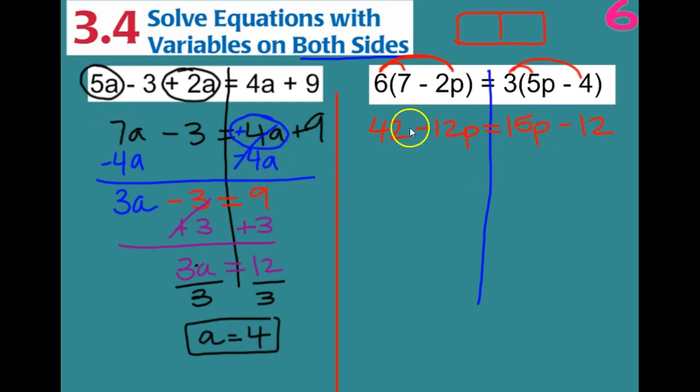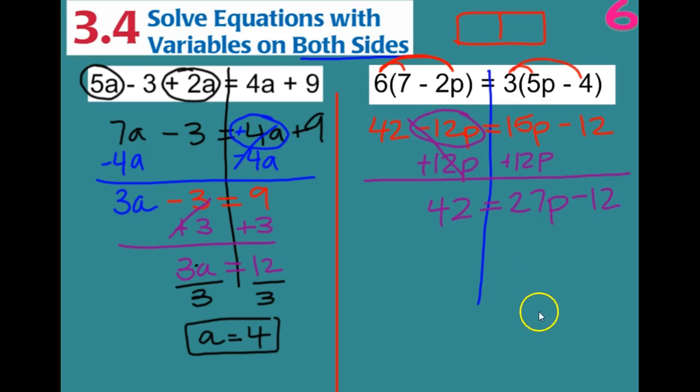So always move your letters first. We want all the letters on the same side. Now this 12 is negative. That's smaller than a positive 15. So I'm going to move that over to be with the positive 15. If you move the 15 over, you'll get the same answer in the end. So this whole thing is negative, so I have to do the opposite and add 12p. Those will eliminate. We have 42. These are all positive, so 27p and minus 12.